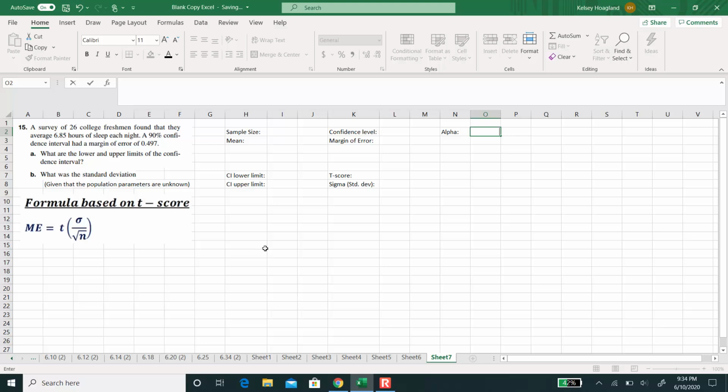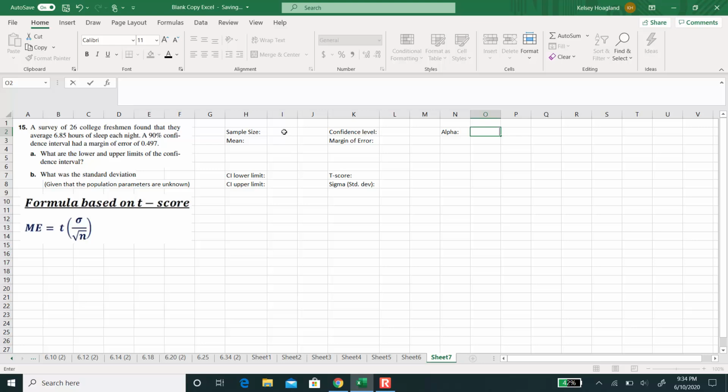A survey of 26 college freshmen found that they averaged 6.85 hours of sleep each night. A 90% confidence interval had a margin of error of 0.497. What are the lower and upper limits of the confidence interval, and what was the standard deviation given that the population parameters are unknown?